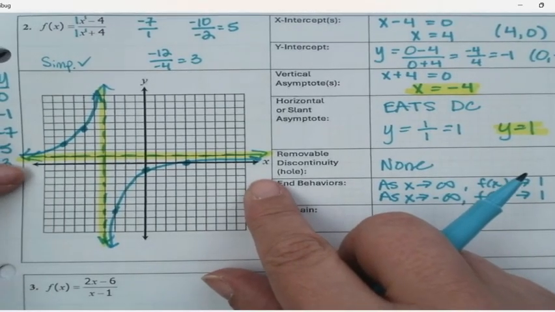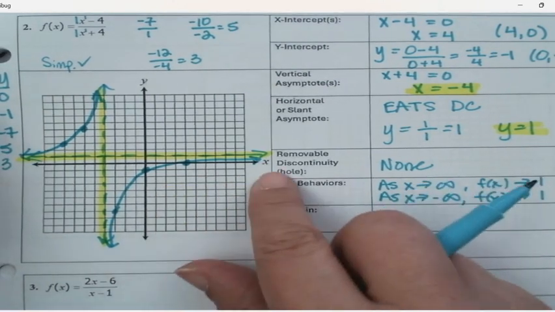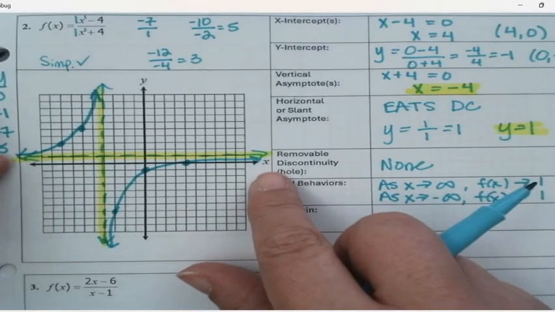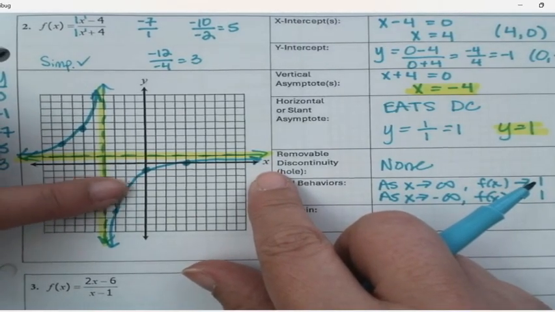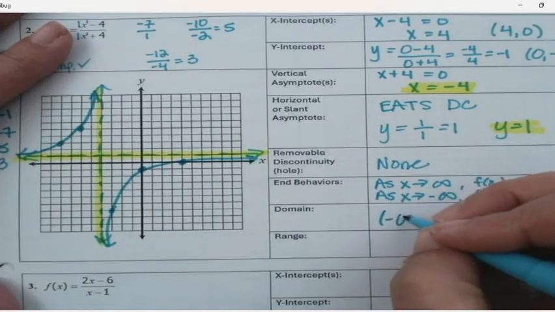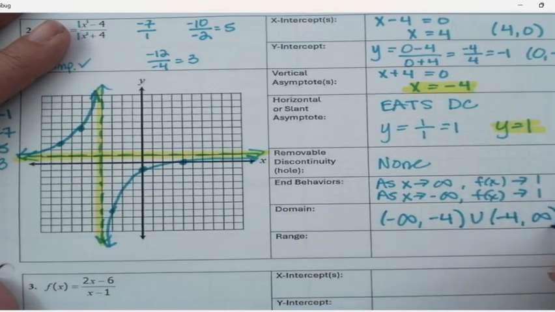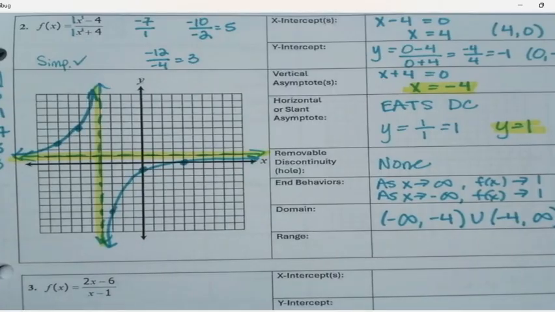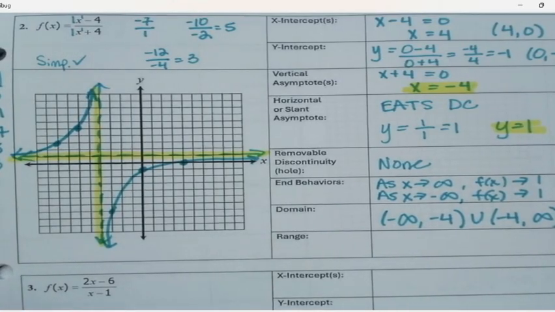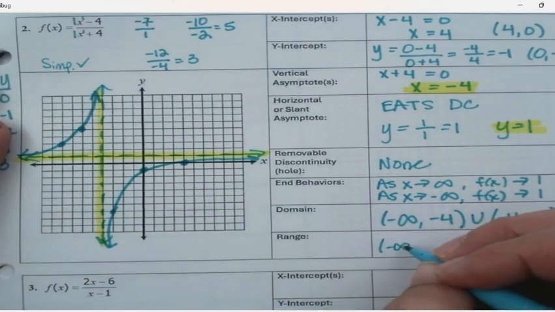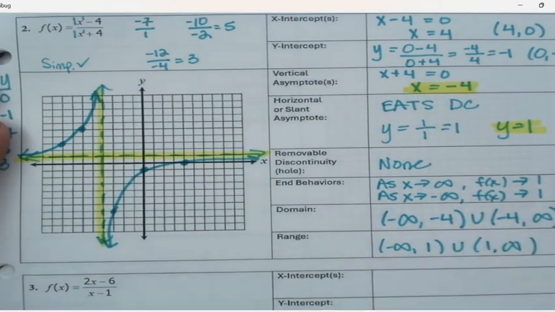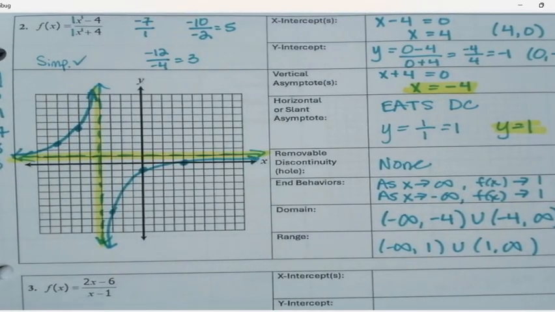Okay, domain is the span of the x's. So what are the x values that are included in this graph? Looks like this one goes back to negative infinity and this one goes to positive infinity. All of them but what? All of them but -4 because I got to jump over that asymptote. Okay, so negative infinity to -4 and -4 to positive infinity. Okay, how about my range? Everything but 1, okay? So negative infinity to 1 and 1 to positive infinity.